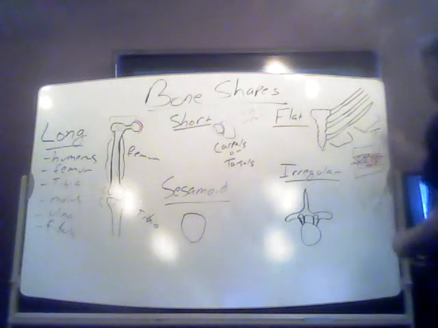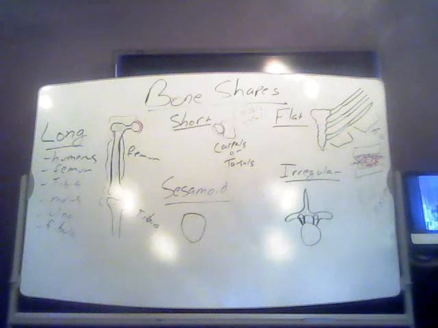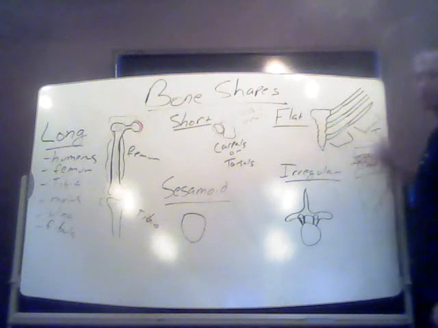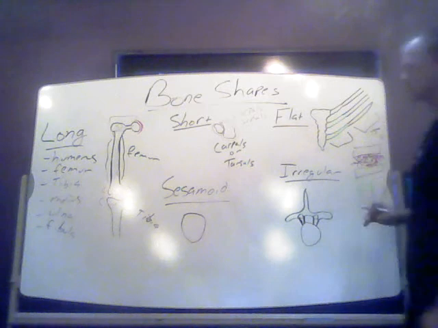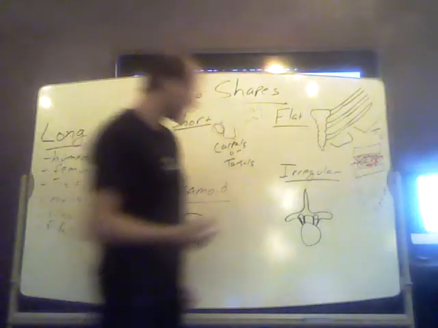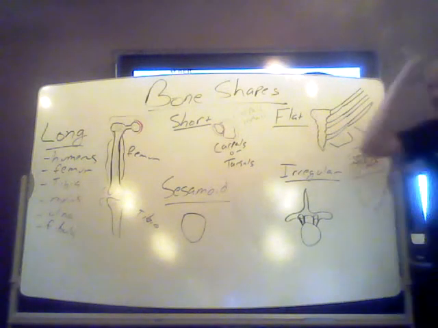So flat bones give us good physical protection. What's interesting about the way flat bones are designed is that, by having these two layers of compact bone and the spongy bone in the middle, that makes them extremely strong bones. Like let's say the cranium, for example.